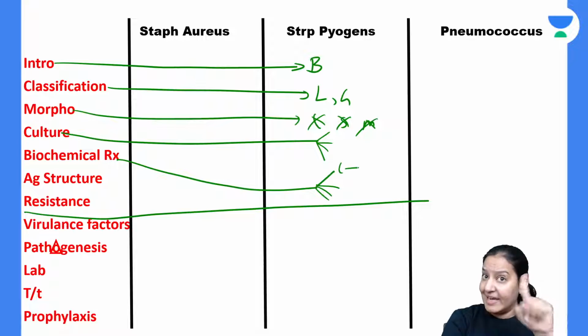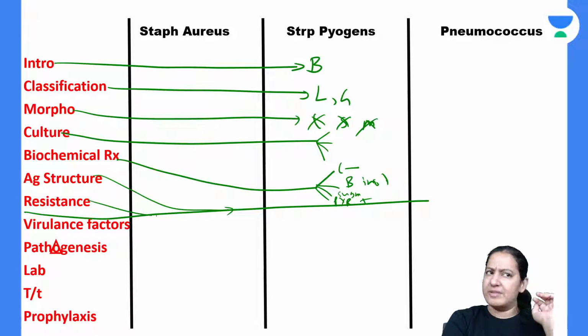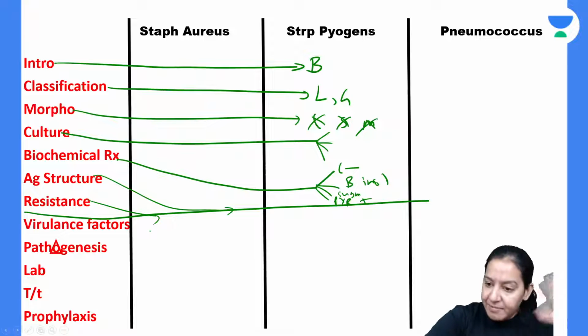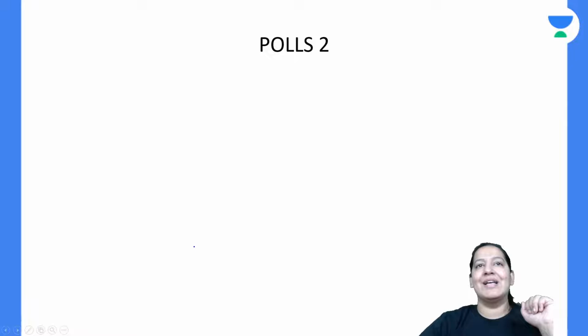2 are negative: catalase negative and bile insoluble. And 2 are positive. It ferments sugar, but only acid, no gas. And the last one, the most important, is PYR positivity. After that, antigenic structure, I have already told you, nothing important. Resistance, you can leave, nothing important. Let me come to the next, the virulence factor. The most important is the virulence factor.